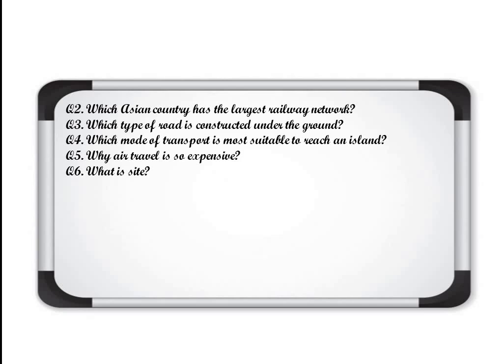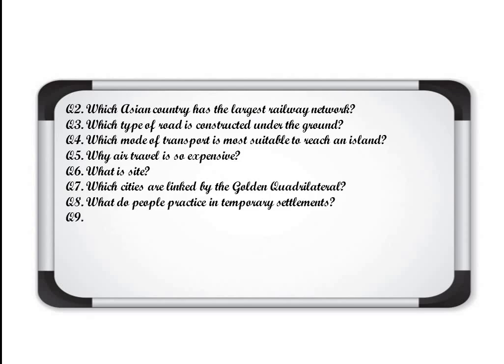Number 6, what is sight? Number 7, which cities are linked by the golden quadrilateral? Number 8, what do people practice in temporary houses, settlements? There you will write the activities they perform. Number 9, what are the materials used in building houses in rural areas?